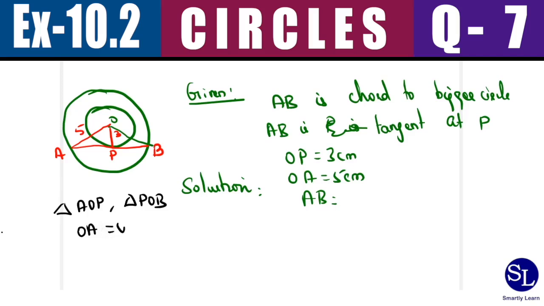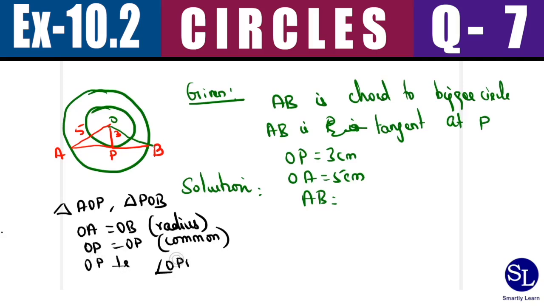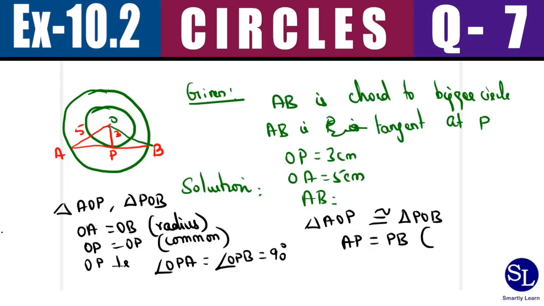So I'm going to say OA is equal to OB because that's the radius of the bigger circle. Then OP is going to be the common side. And we also know that OP is perpendicular to AB. Therefore, angle OPA is equal to angle OPB is equal to 90 degrees. So this tells us that triangle AOP is congruent to triangle POB. And this also implies that AP is equal to PB by CPCT. So if we find out what AP is, I can simply multiply it by 2 to get AB.